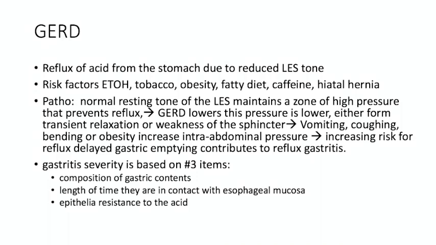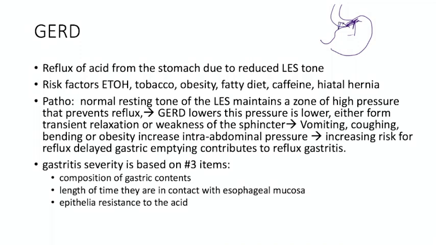So how this happens is we have a normal resting tone. So we have our lower esophageal sphincter. We have a zone of high pressure that prevents reflux. And what happens in GERD is that this pressure is lower, either from transient relaxation or weakness of the sphincter. Vomiting, coughing, bending, or obesity can increase that pressure, and then it causes reflux.